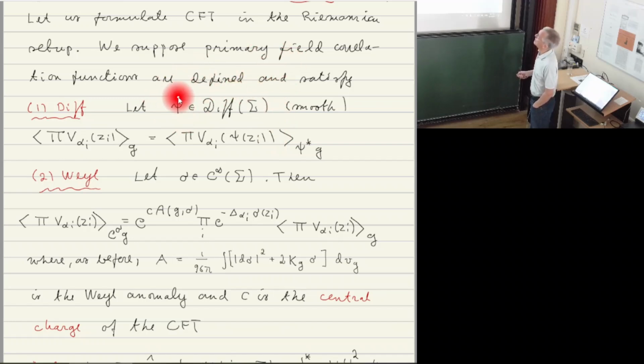Okay, so in the Riemannian setup, the axioms should be, as I told you, classical: the action should be diffeomorphism invariant and Weyl invariant. Here we are talking about correlation functions. So suppose you construct them, and they depend on the metric. We still want them to be invariant under diffeomorphisms. If we move the points and the metric, nothing should happen.